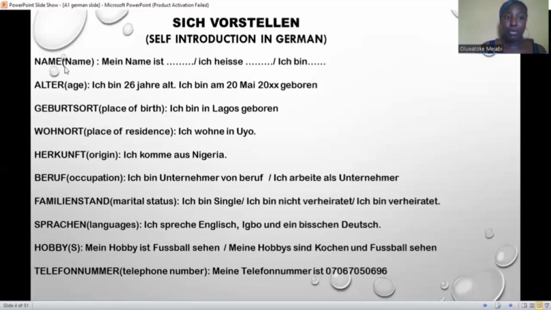It spells the same way, but pronounced differently. This is pronounced Name, Name. Yes, say that again. Name. Good, good. That is very good. So there are different ways you can say your name, just like in English.